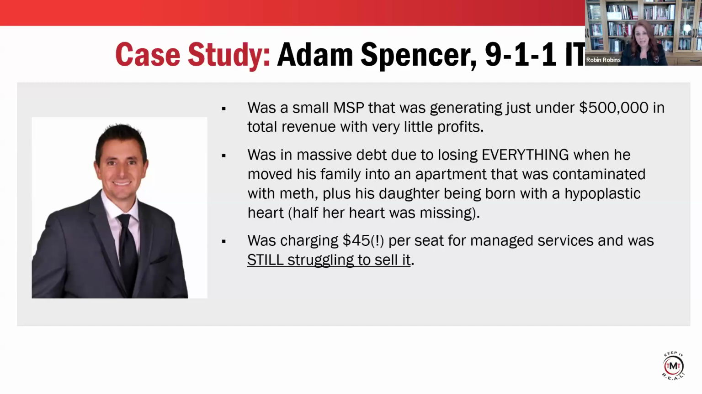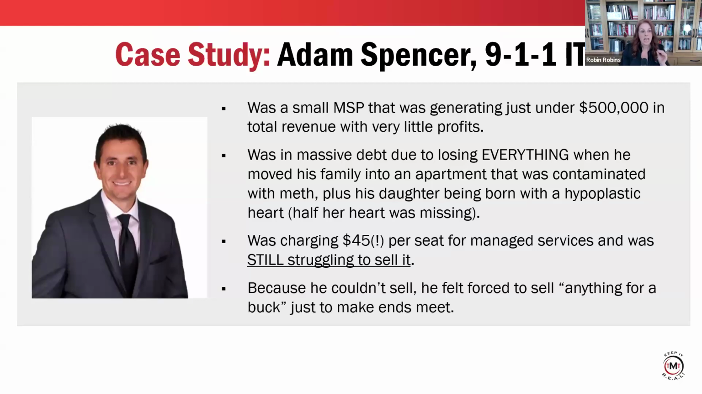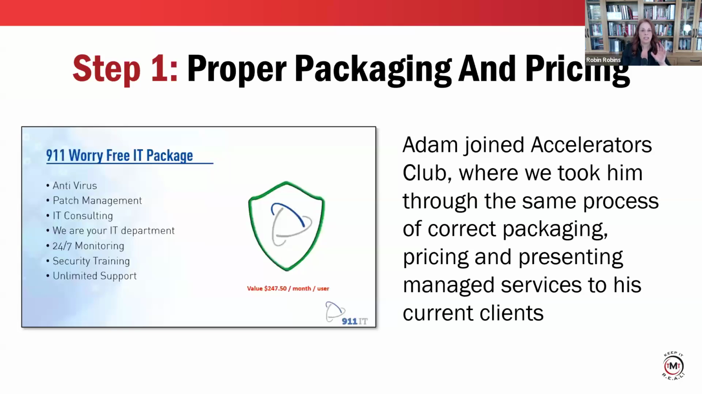And at the time, he's charging $45 a seat for managed services and was struggling to sell it. All right. And because he couldn't sell it, he felt forced to do anything for a buck just to make ends meet. Okay. So same kind of process we took Charles through. Number 1, he joins Accelerators. That was the program that was appropriate for him. And we took him through the same process as Charles of correcting his packaging, his pricing, so it was profitable, it was scalable, and it was competitive. All right. So that was step 1. We had to fix that.